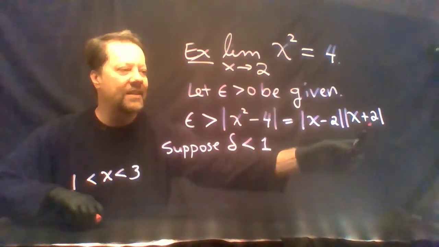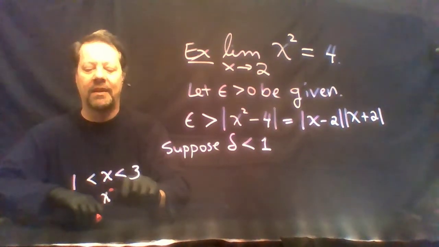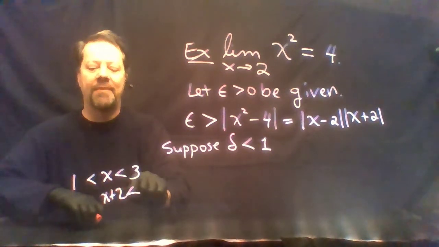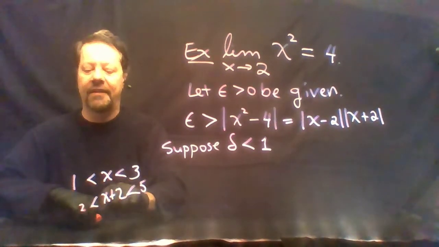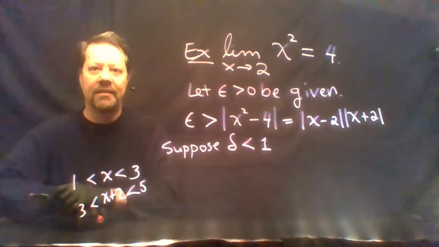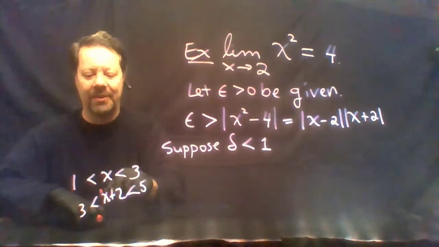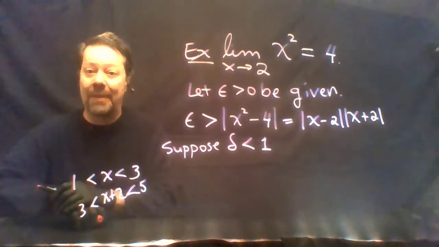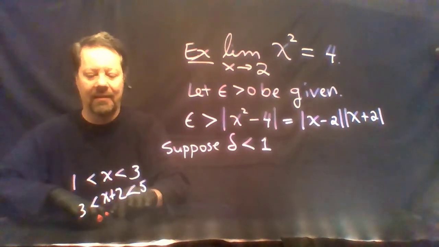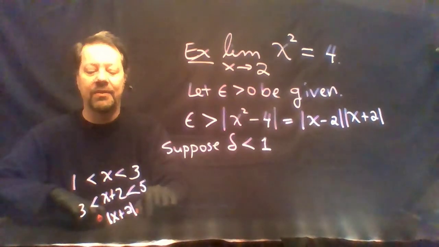What does that tell us about the absolute value of x plus 2? Well, x plus 2 is going to be bounded between 3 and 5, which means the absolute value of x plus 2 is also bounded between 3 and 5, because that's a range of positive values. In particular, the absolute value of x plus 2 will be less than 5.